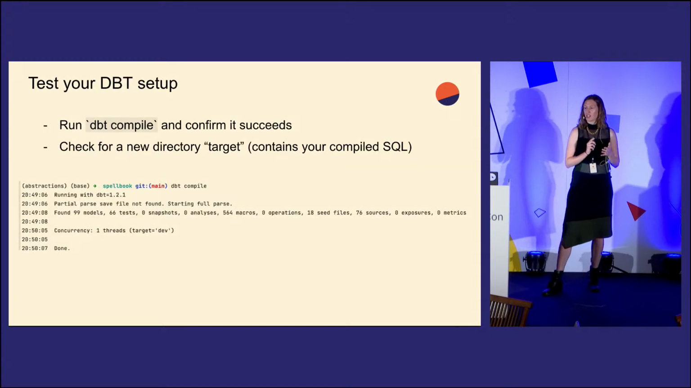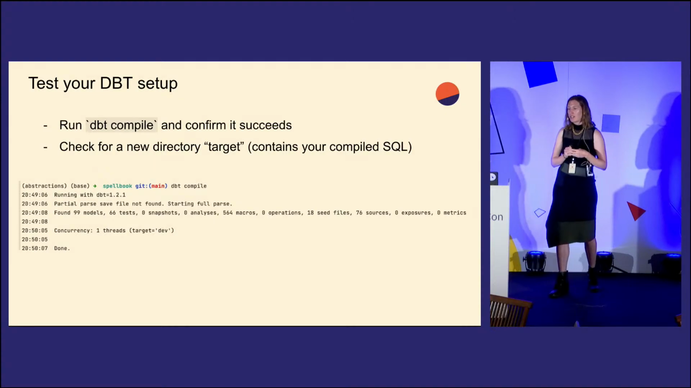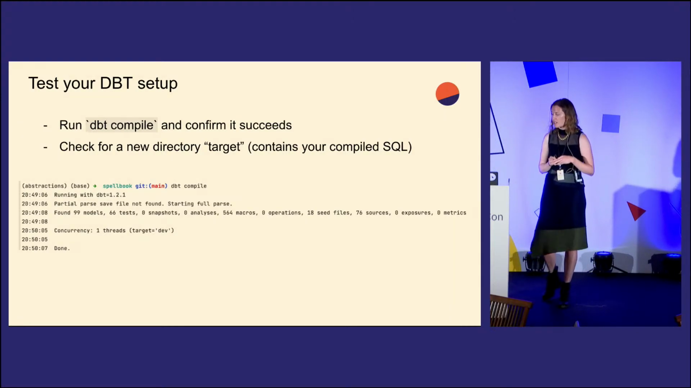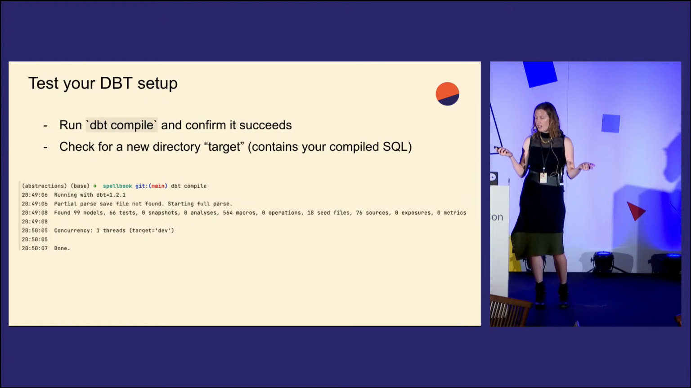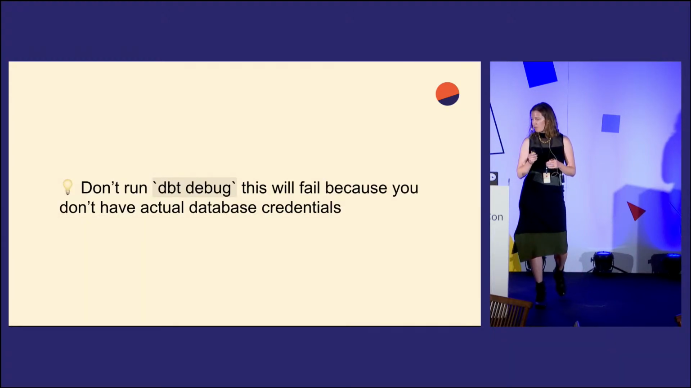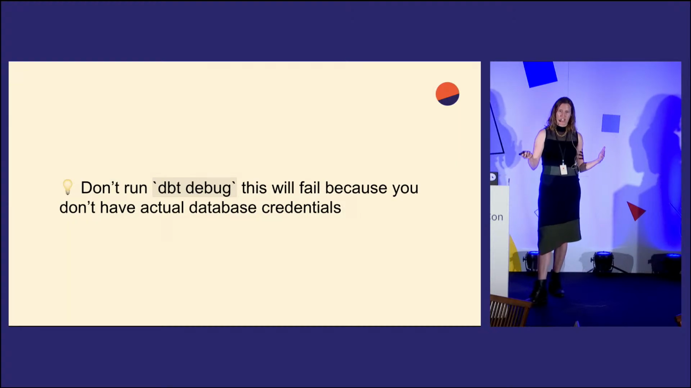After you do that, you're going to run dbt compile. Just make sure that it succeeds and gives you this done message. Then ensure that it has created a new directory called target. This is going to contain your compiled SQL. Later we're going to write some SQL plus some Jinja, and this is going to convert it back to plain SQL for you. Don't run dbt debug. That's checking your database connection. You don't have a database connection, so it will fail.